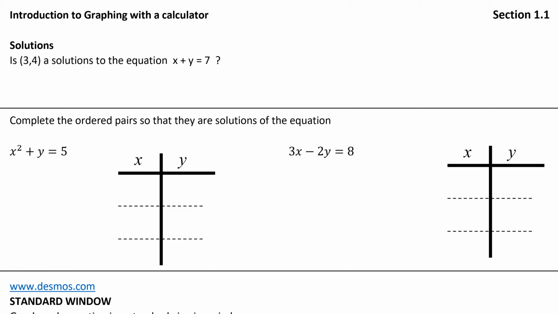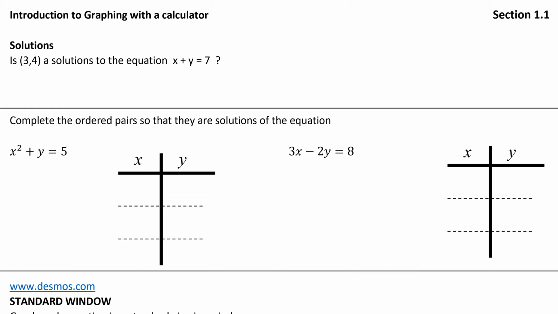In this course, we're going to be using a graphing calculator a lot to show us the relationship between our two variables x and y. So before we do that, though, let's just talk about what we have here. We have an equation: x plus y equals 7. And it's asking, is (3, 4) a solution?